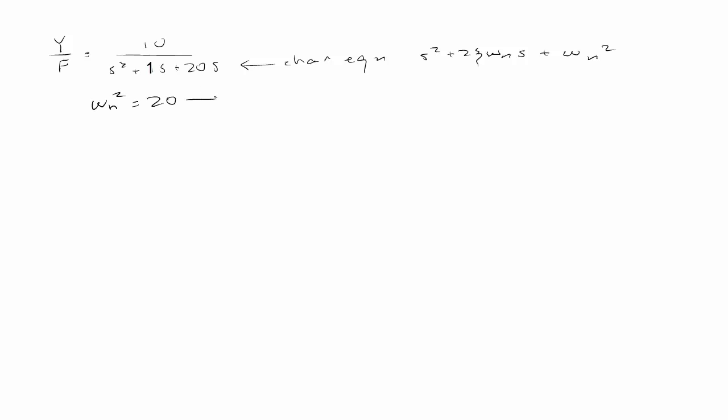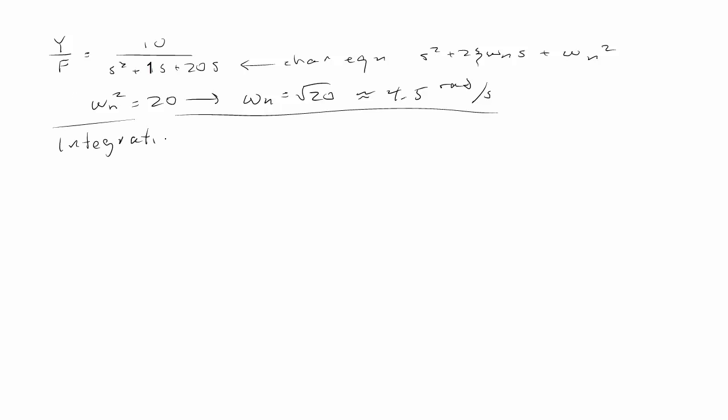Okay, so let me rewrite that on this clean sheet. Now, since this is a second order transfer function, the characteristic equation down here can be equated to the canonical form of it, s squared plus 2 zeta omega n s plus omega n squared, and then we can just extract out the omega n squared term, which is 20, and then take the square root of it to find omega n, the natural frequency of the system in radians per second. So for our case, it's about 4.5 radians per second. And with that, we can go after the integration step size.